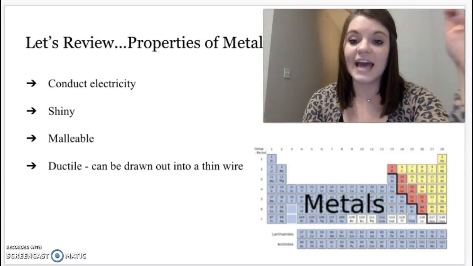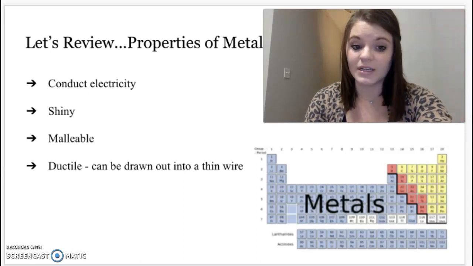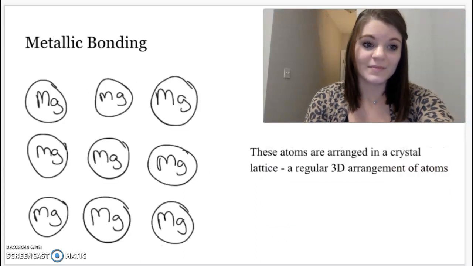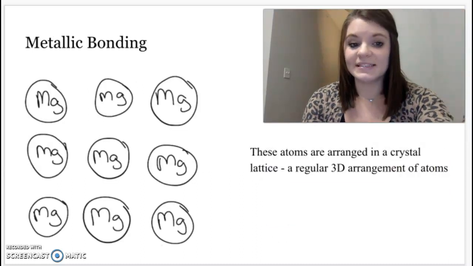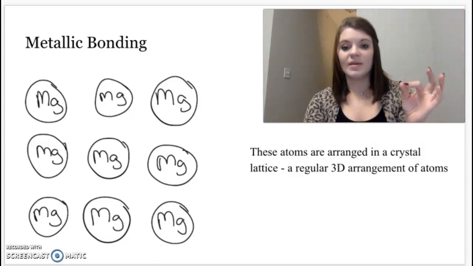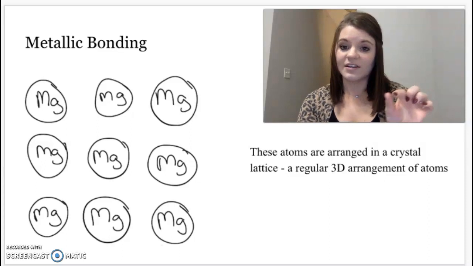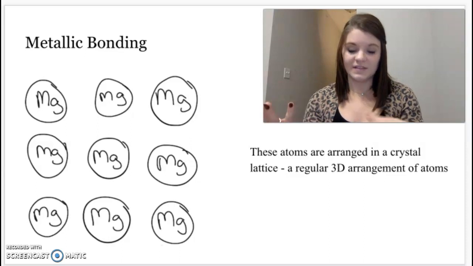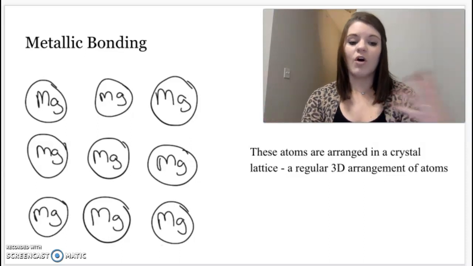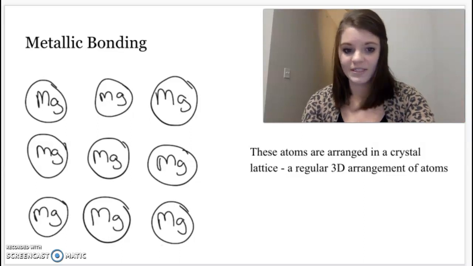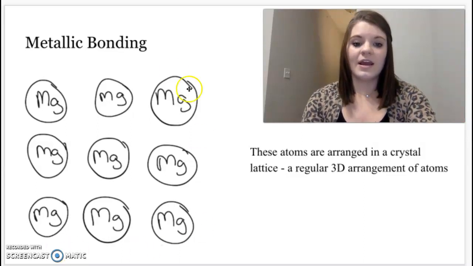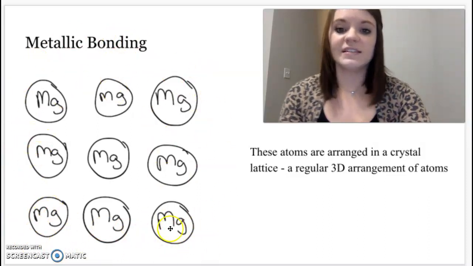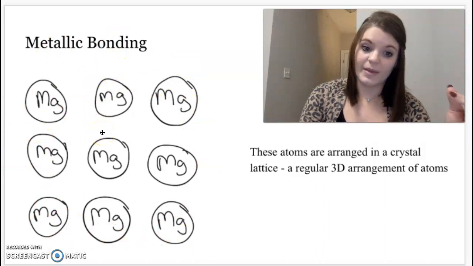Okay, so the reason that metals have these specific properties is because of the way that their atoms are held together. So let's talk about that. Okay, so let's take magnesium for example. Think of the magnesium ribbon that we had when we were testing the conductivity. When we have a piece of metal, in this case magnesium ribbon, you know that you have a whole bunch of magnesium atoms all grouped together. Okay, so here I have drawn a bunch of magnesium atoms all grouped together. So let's say that all of this is a piece of magnesium ribbon.